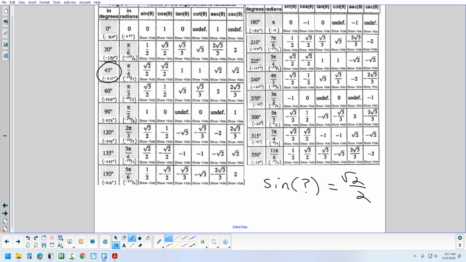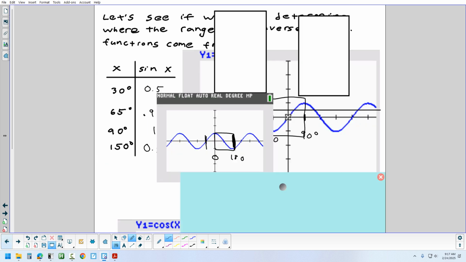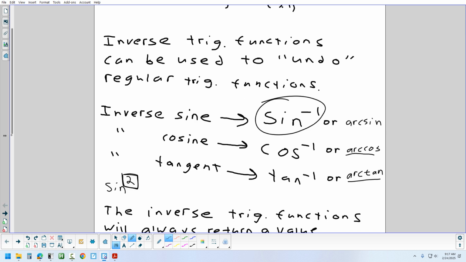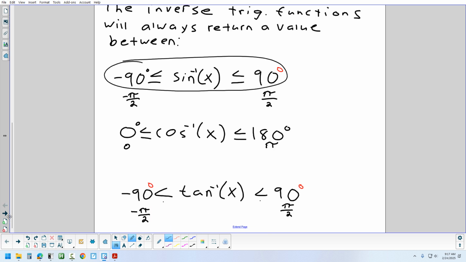Okay. Let's keep going. Do we see it anywhere else? 135. Yep. Okay, you'll never see it more than twice. So once you find it twice, you're done looking. Now the answer that we give has to be between what two numbers? If you're doing degrees, -90 and 90. If you're doing radians, it's negative pi over 2 to positive pi over 2.